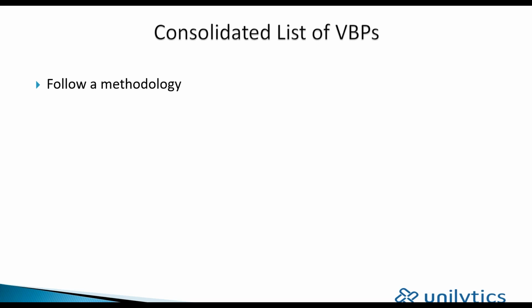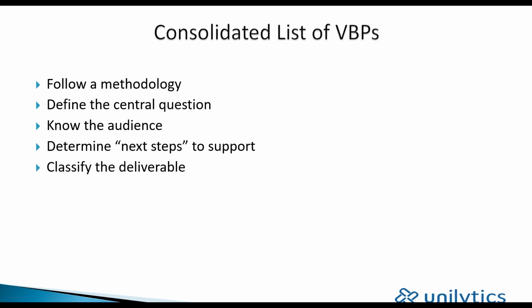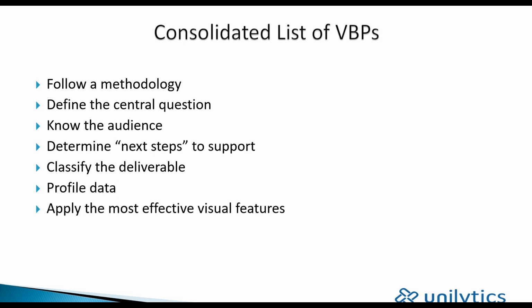So the consolidated list of visual best practices: number 1, follow a methodology. 2, define the central question. Know the audience. Determine next steps. Classify the deliverable. Profile the data. And here we get into what we just talked about: apply the most effective visual feature and design iteratively. So I'll actually describe what these mean.